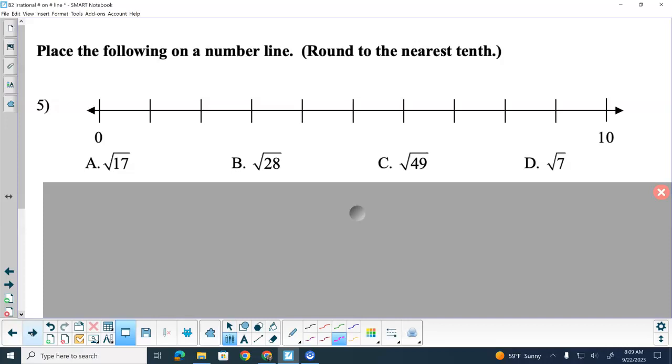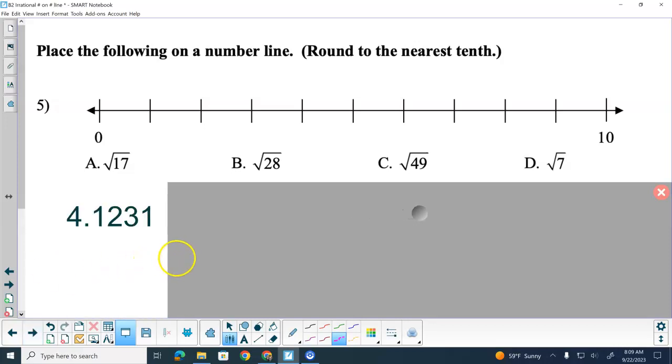When you do that, you should get the square root of 17 is 4.1231-ish. You probably have more decimal places after that, and that's fine, but that's the square root of 17. All right? So, what's the square root of 28?